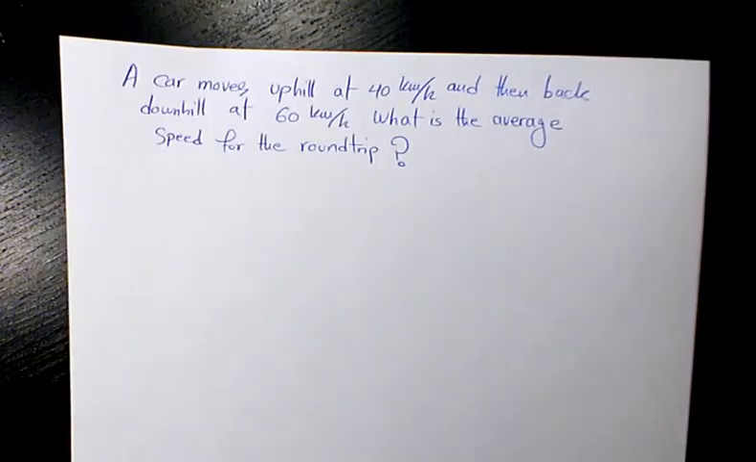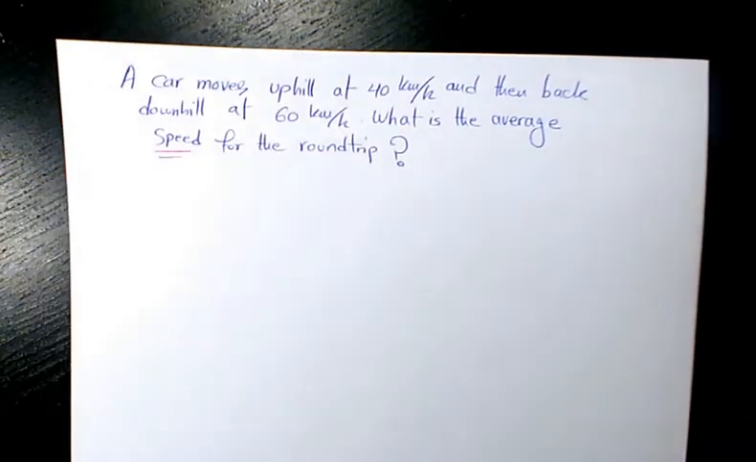In this example, we have a car that moves uphill at 40 kilometers per hour and then back downhill at 60 kilometers per hour. What is the average speed for the round trip? So as you see here, we are talking about speed. We are not talking about the velocity.